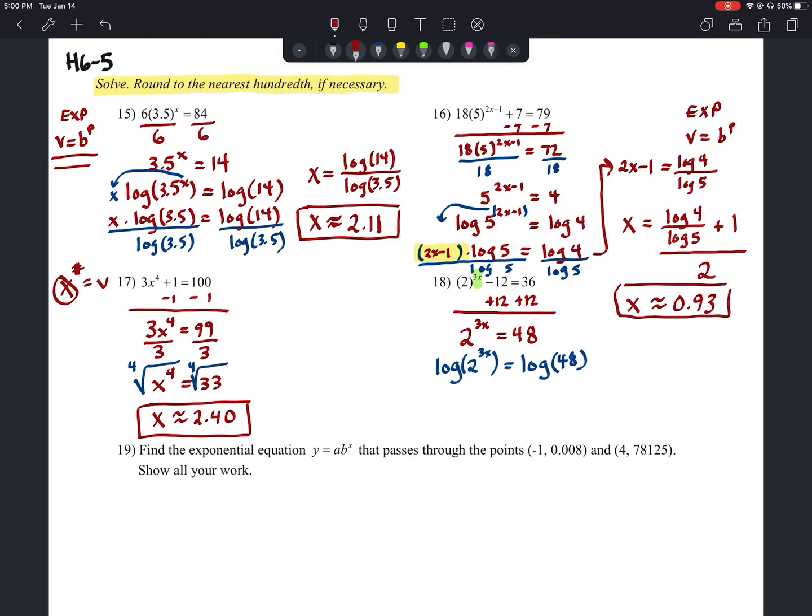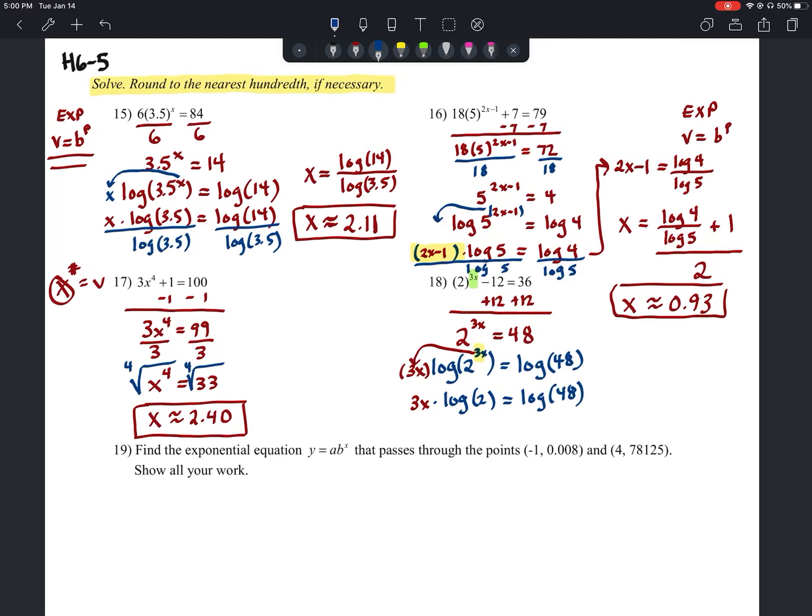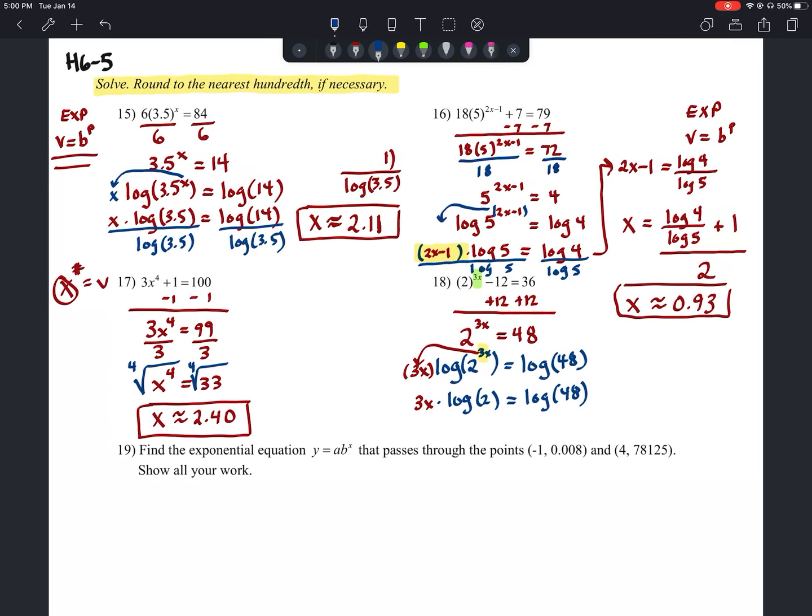And when we're doing this, we have this power. We can take the whole thing. So it doesn't matter if it's just x, or if it was like an x plus 1, we can move that. If it's a 3x, the same thing can happen. So we're going to move that out in front. So now we've got a 3x out in front here. So 3x times the log of 2 equals the log of 48. We'll go ahead here and divide each side by our log of 2.